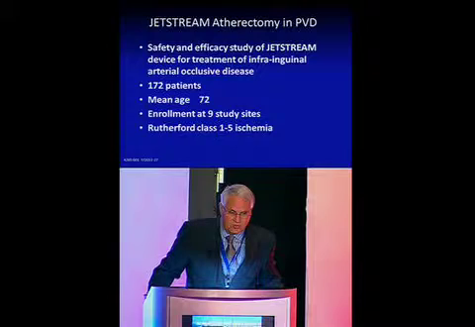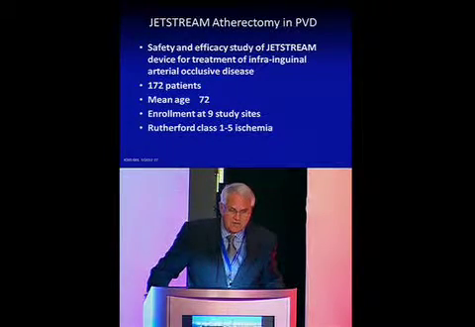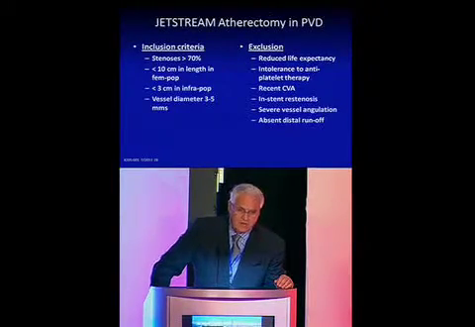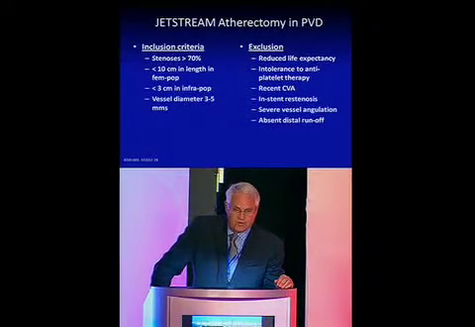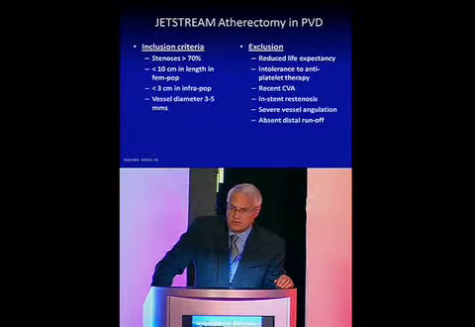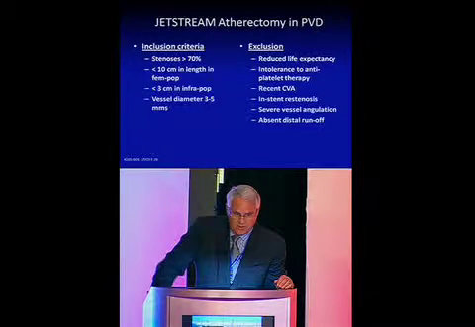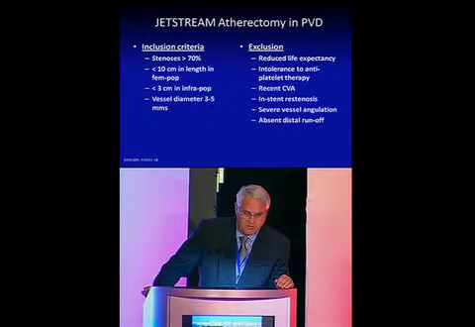172 patients were enrolled. Mean age was 72. 9 study sites, Rutherford class 1 to 5 ischemia. The inclusion criteria were those with stenoses greater than 70%, less than 10 centimeters in length in the femoral popliteal bed, less than 3 centimeters infrapopliteal, with vessel diameter of 3 to 5 millimeters.